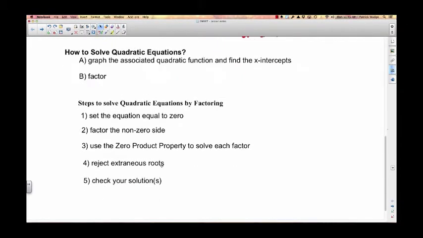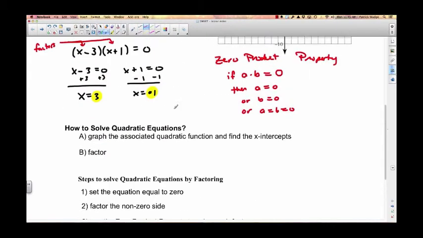So one thing here with this word roots, these answers that you get, for example right here, the 3 and the negative 1, these are called roots. They're also called solutions. And I think just a couple minutes ago I mentioned them as zeros.